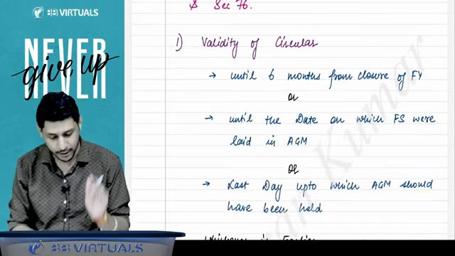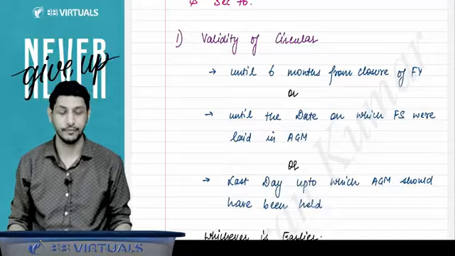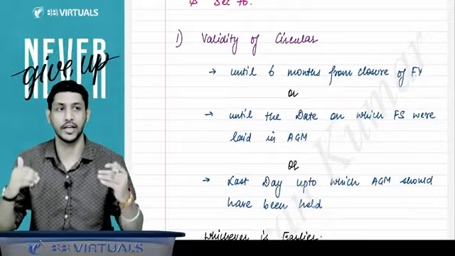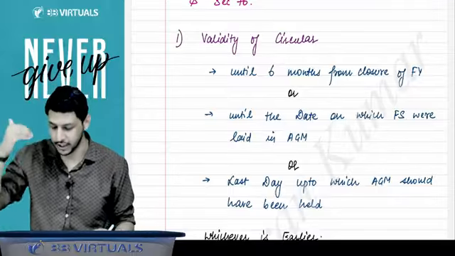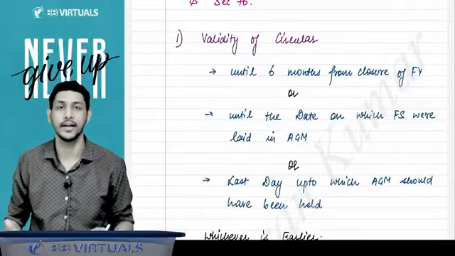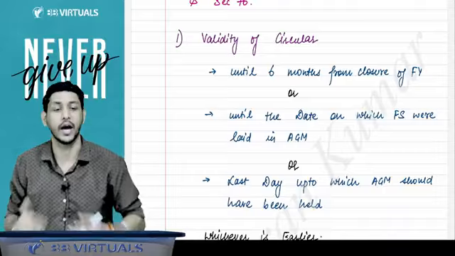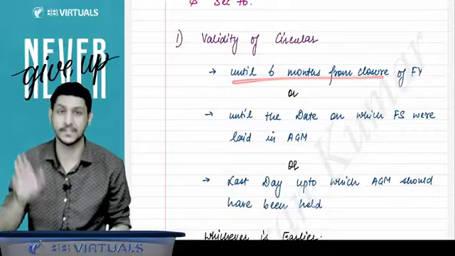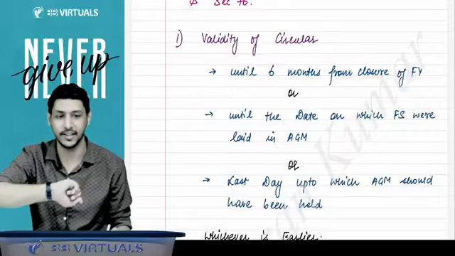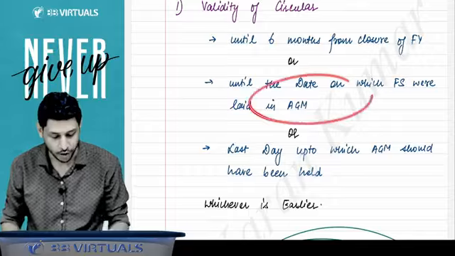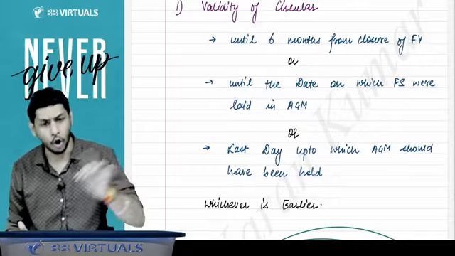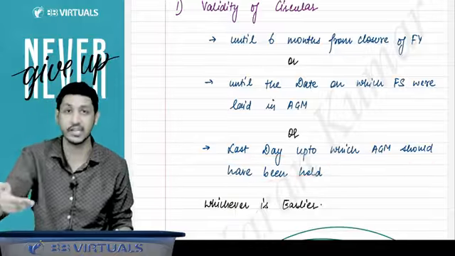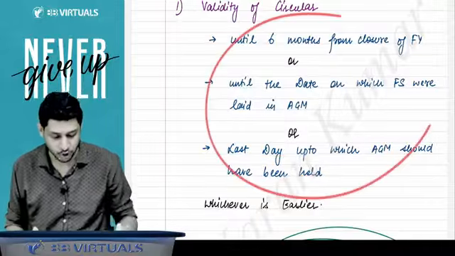Sir, first point. What is the first point? That is validity of circular. Up to what time period will your circular be valid? Suppose you have issued a circular today for raising deposits. Up to when will it be valid? It will be valid for a period of 6 months from the closure of the financial year, or the date on which the AGM is held, or the last day up to which the AGM should have been held, whichever is earliest. You have to find out 3 dates.